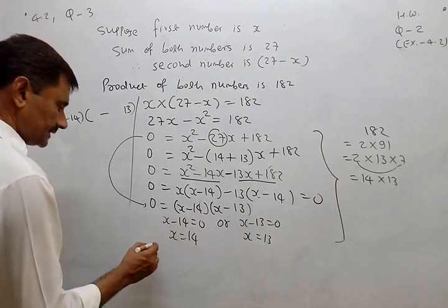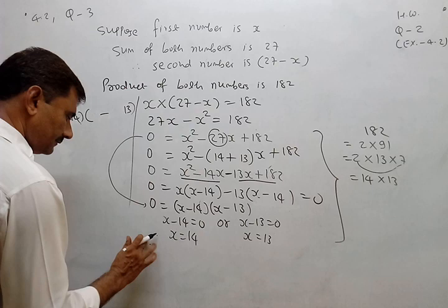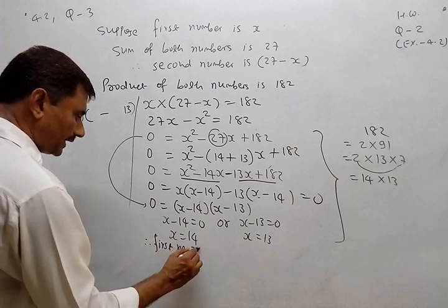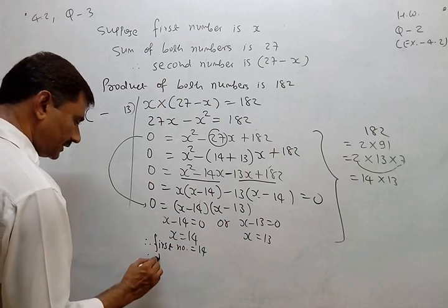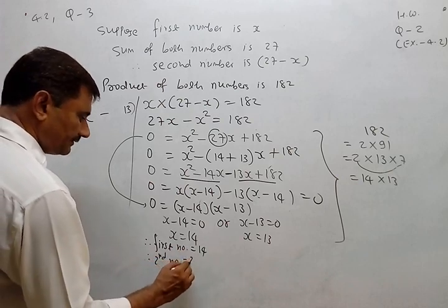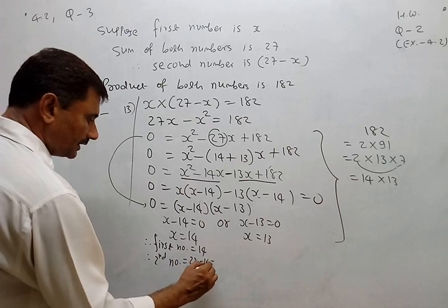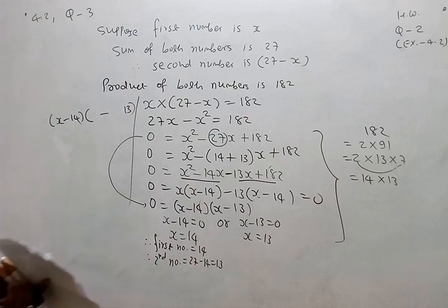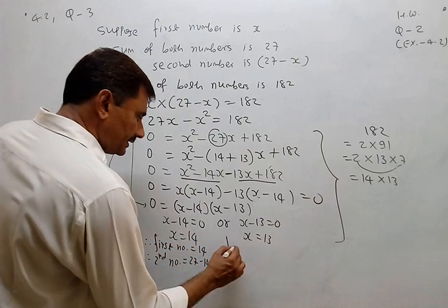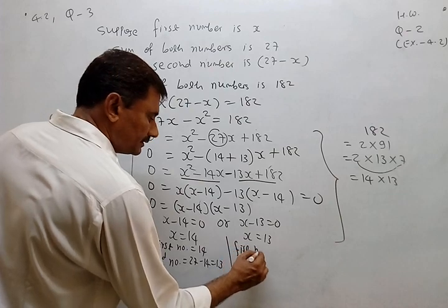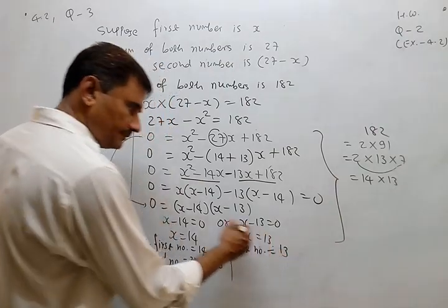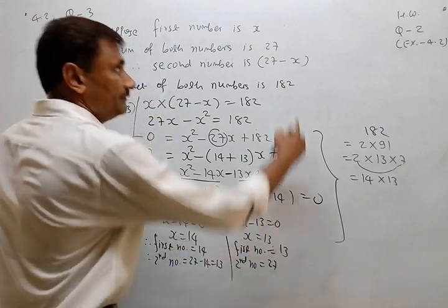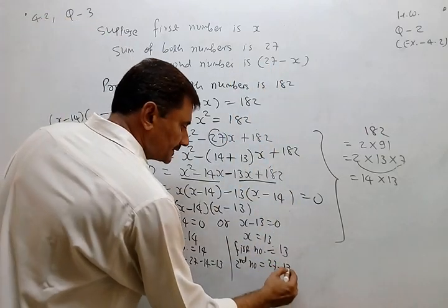How? This is the first number. So write down first number equal to 14. So obviously the second number is equal to 27 minus 14, equal to 13. Okay. Same way, here the first number is equal to 30 because x is supposed for the first number only. So the second number is 27 minus 30. Why? Look here. Is equal to 40.